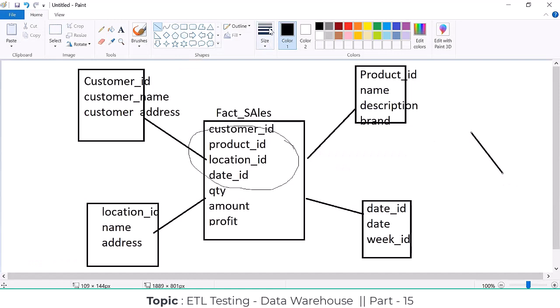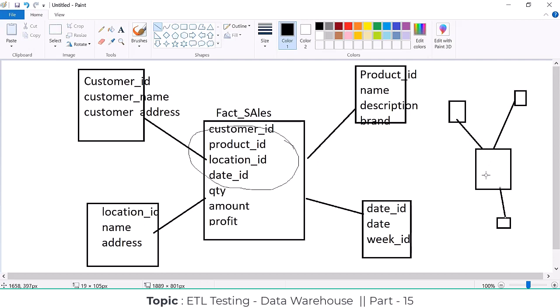This is one more fact table. This fact table is again connected with multiple dimension tables. So this is a complex star schema.